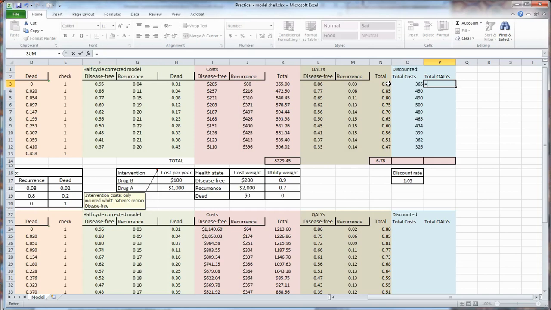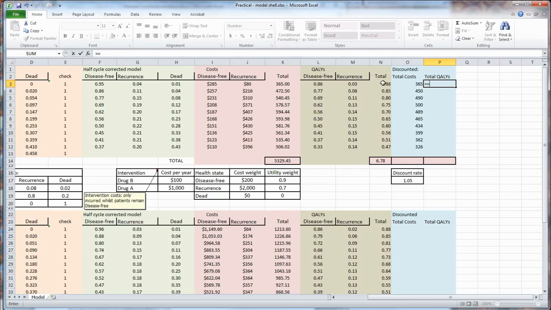Different countries or different governments have different perspectives on what's the appropriate discount rate and whether we should be applying the same discount rate to costs as to QALYs. But in Australia, we're instructed by the government, when undertaking evaluations from a government perspective, to apply an equal discount rate of 5% to both costs and QALYs.